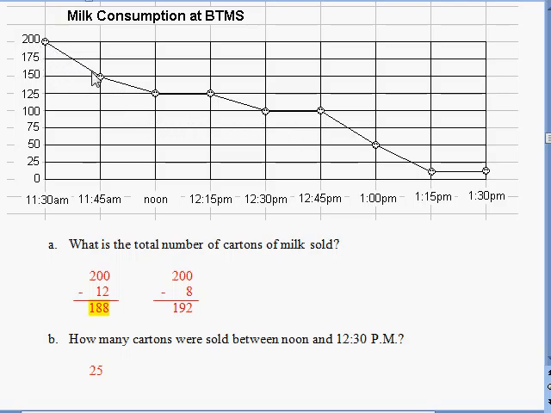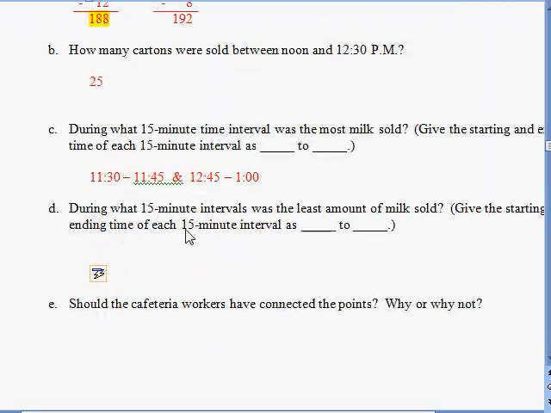From 11:30 to 11:45, it was a big slope here, so you could see there was a big drop. They went from 200 to 150, so they sold 50 in this 15-minute interval. We don't have to worry about looking at that. Let's look at this one. They had 100 at 12:45, and they had 50 at 1 o'clock. So they must have sold 50 during both intervals. So it's okay to have two answers. Next question is the same type of question. During what 15-minute interval was the least amount of milk sold? Obviously, since we had two answers here, there could be more than one answer.